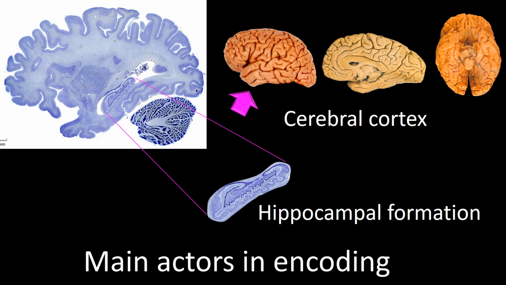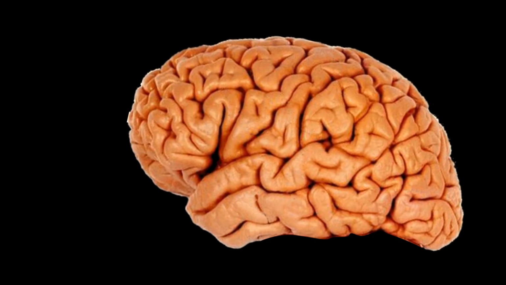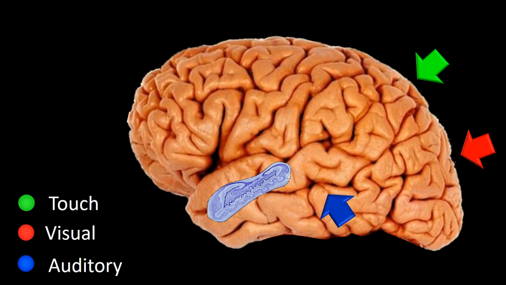For the benefit of clarity, I will use only the lateral surface of the brain to illustrate how encoding occurs. Here I have enlarged the lateral surface of the brain and superimposed the hippocampal formation in the corresponding area. I am now indicating the locations of the unimodal and heteromodal association areas: touch, vision, and hearing. Now I will use an example to hopefully make the explanation of encoding easily understood.